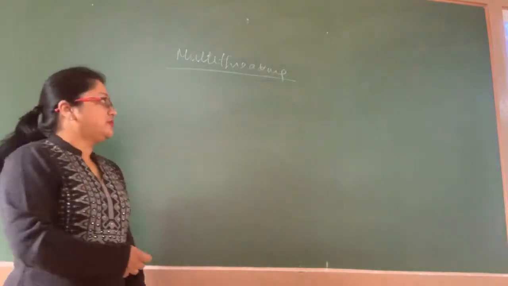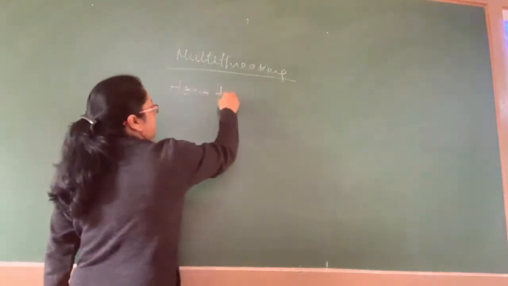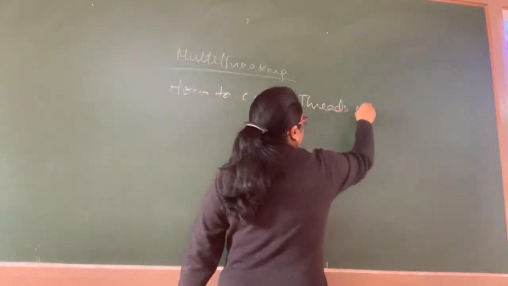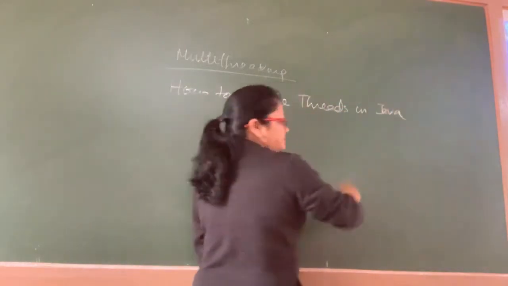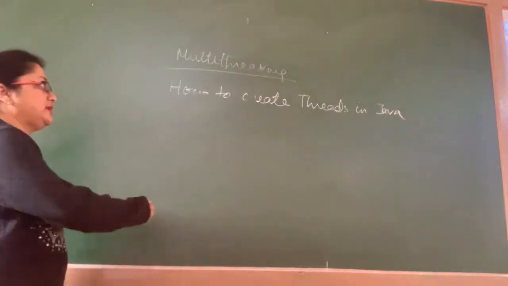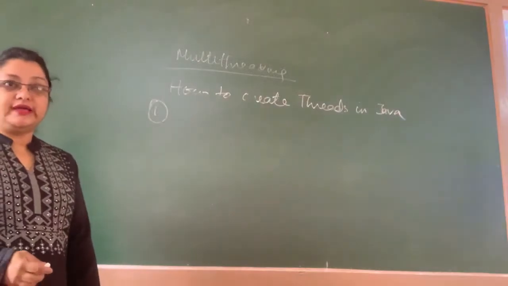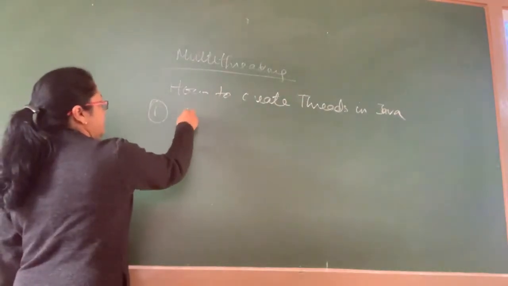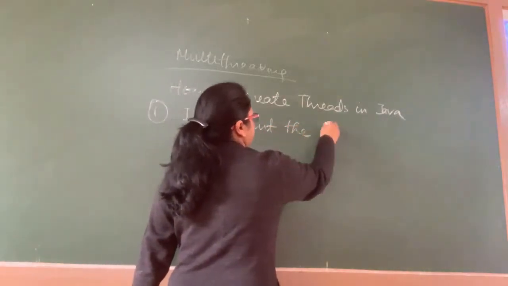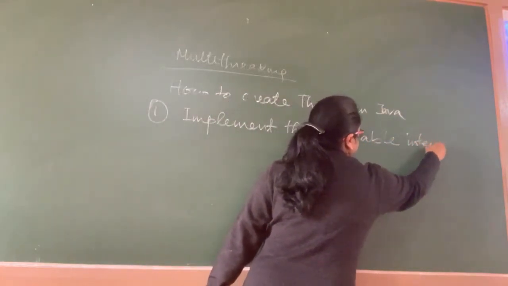and the execution. To look at that, first let's see how to create threads in Java. How do we create threads in Java? There are two ways of creating threads in Java. The first way is to implement the Runnable interface.